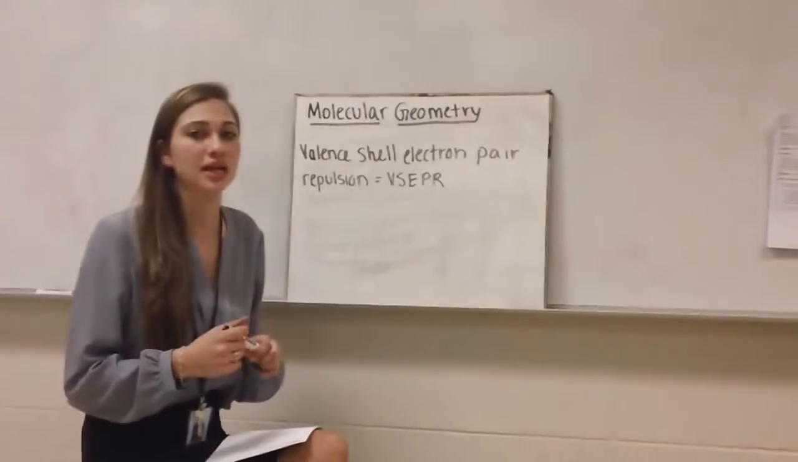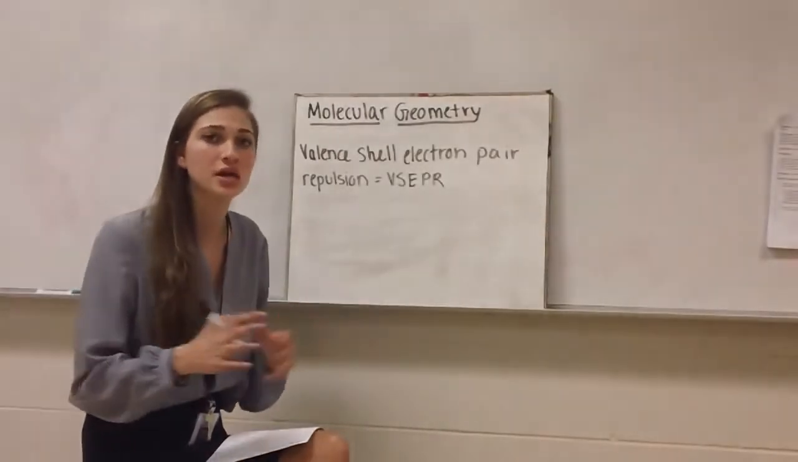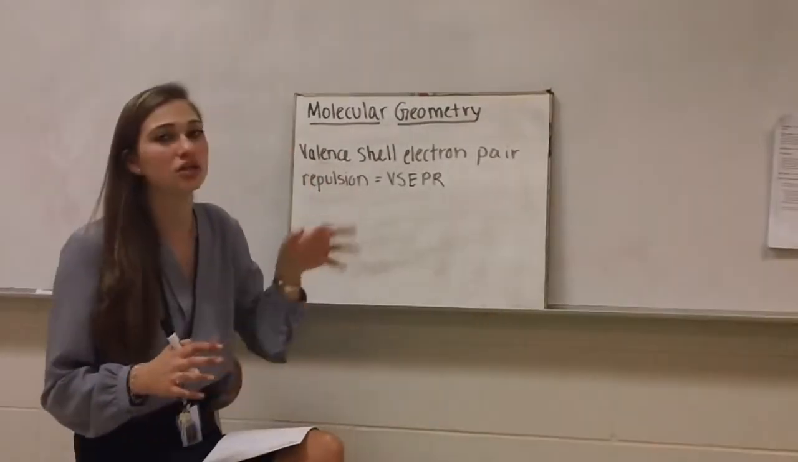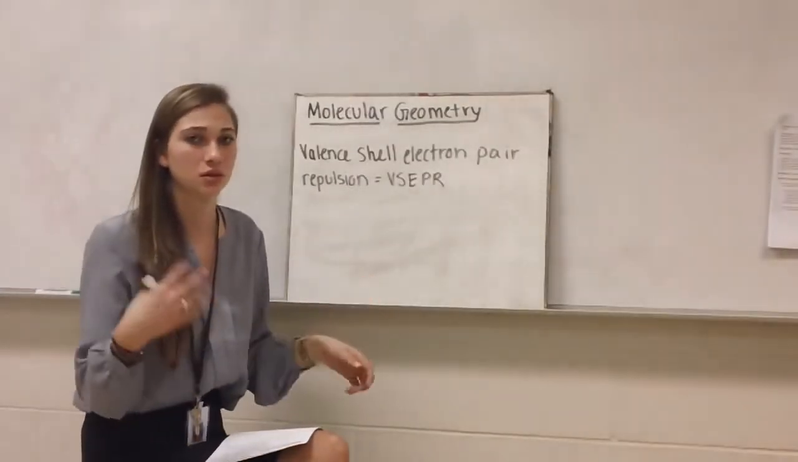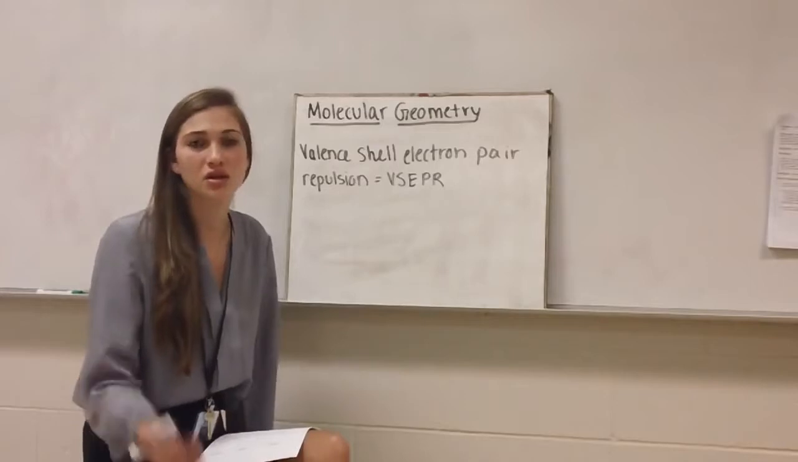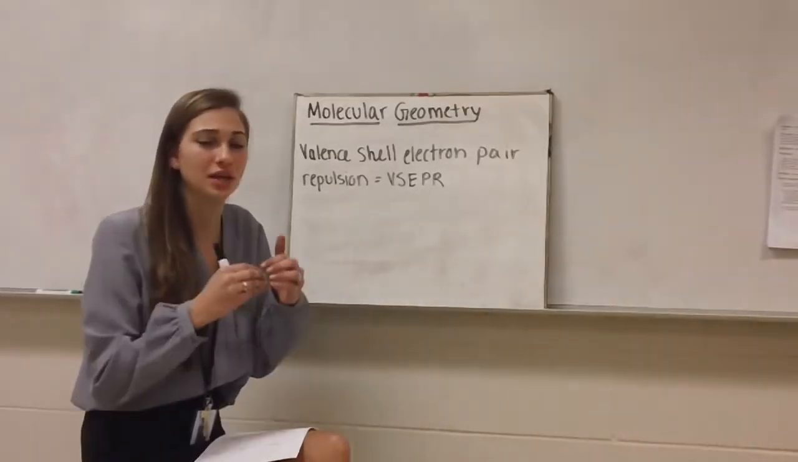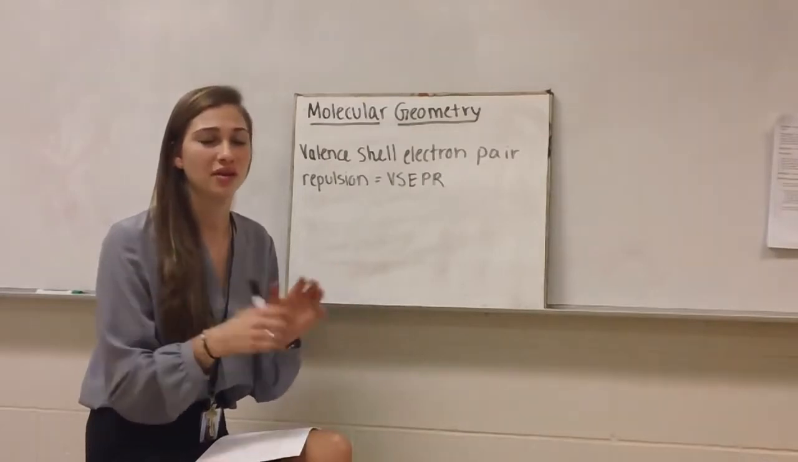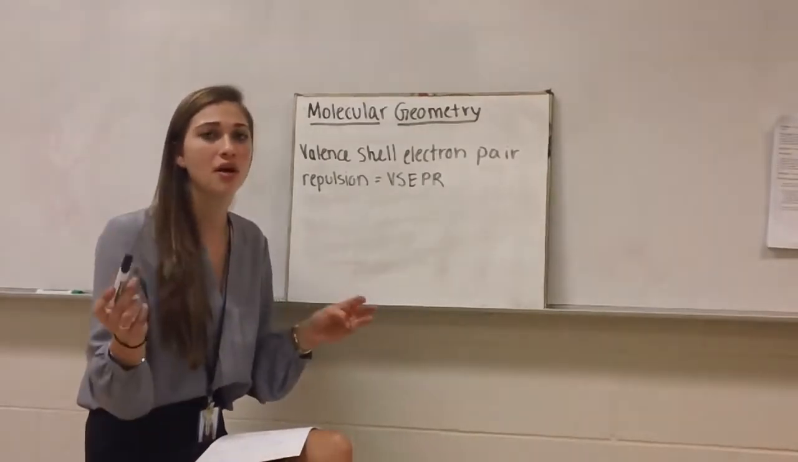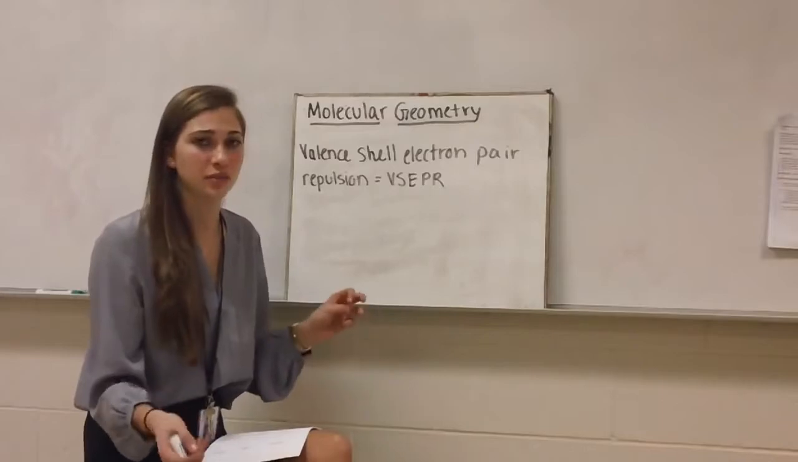It's telling us that the electron pairs, so the lone pairs, in the valence shell want to get as far away as possible from each other. Why is that? Because electrons all have negative charges, and two negative charges don't want to be close together. So they're going to form in a way that they are as far apart from other electrons as possible.